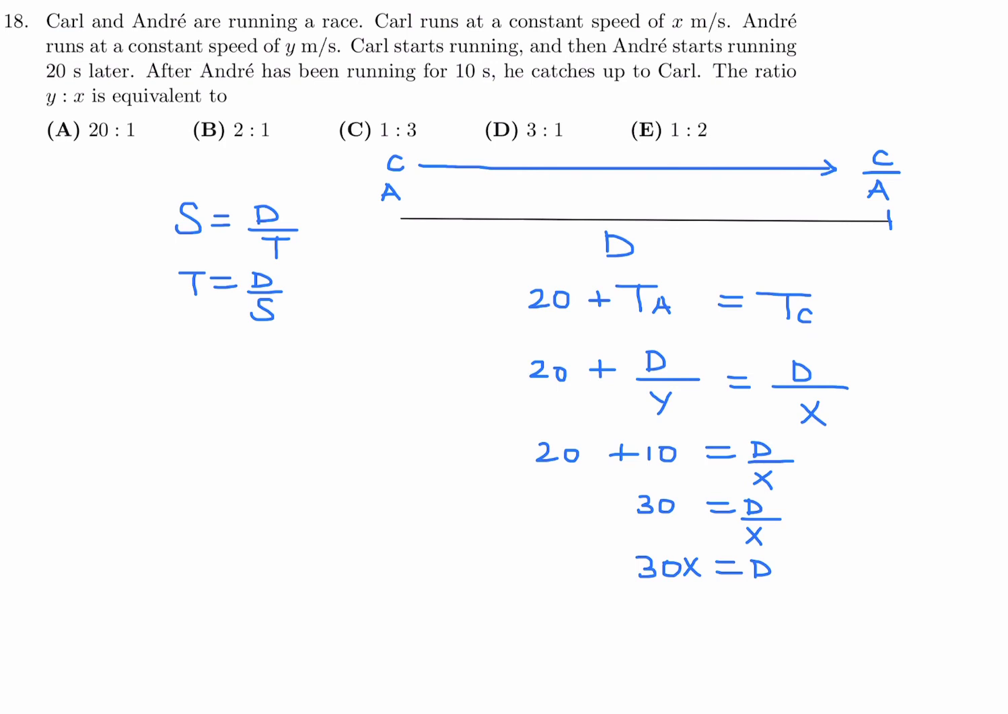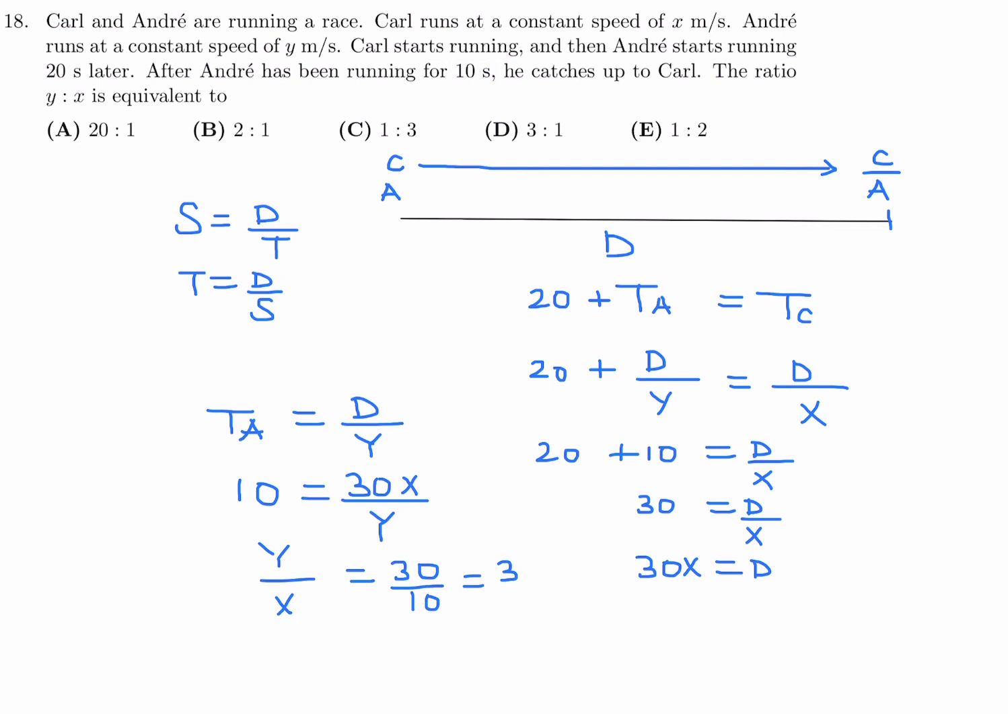All right, so now I guess we're ready for the comparison of Y and X. And we can do that just by concentrating on this one right here. No need to do anything else. The time for Andre is D over Y. The time for Andre, they told me in the question, is 10 seconds. And then D, I just calculated as 30x. And that's over Y. So if we manipulate this a little bit, we get Y over X is equal to 30 over 10, which is 3 over 1. So 3 to 1, number 18, the answer is D.